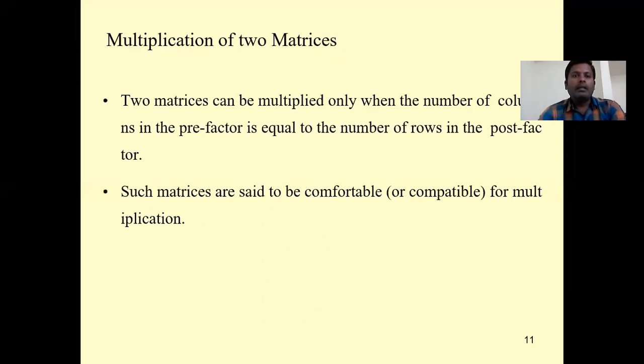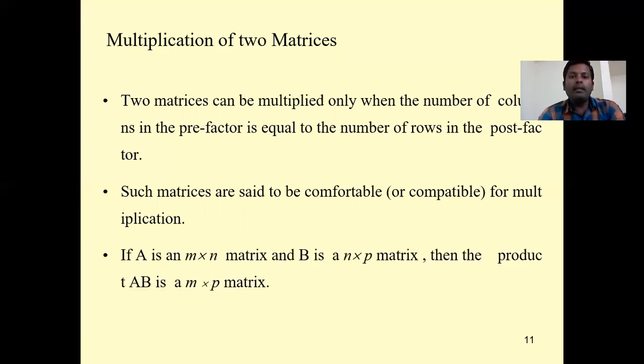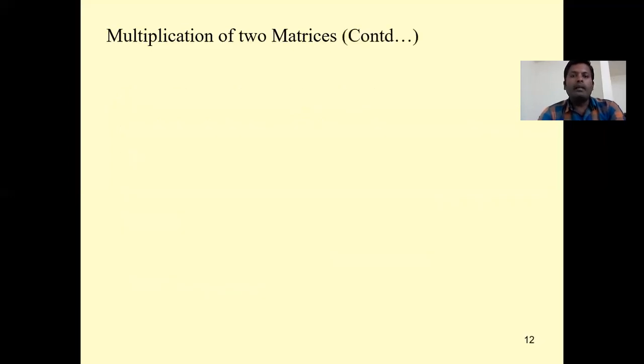You see here, two matrices can be multiplied only when the number of columns in the pre-factor is equal to the number of rows in the post-factor. Such matrices are said to be conformable for multiplication. If A is an m by n matrix and B is an n by p matrix, then the product AB is an m by p matrix. Here is an example.